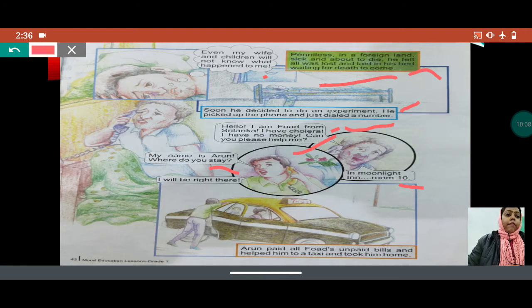Arun paid all Ford's unpaid bills and helped him to a taxi and took him home. Now, what did Arun do? He paid all his unpaid bills, all those unpaid bills Arun paid, and then took Ford to his house in a taxi. Now, let's see what happened later.